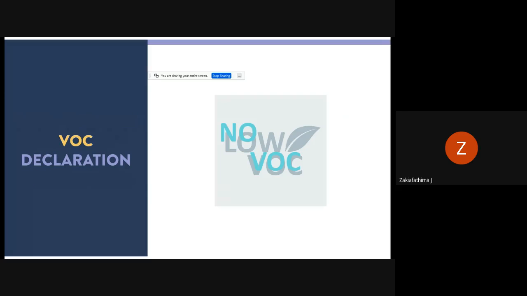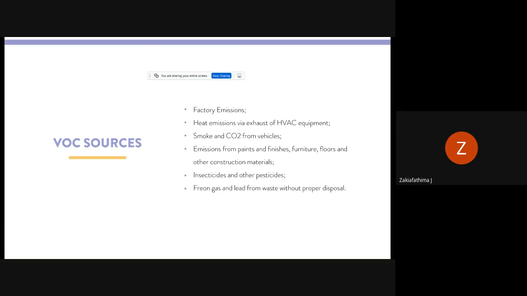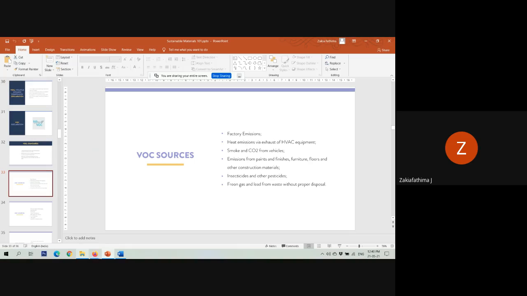This is just one of the companies that provides you a volatile organic compound declaration. So no or low VOC, that is what you have to aim for. The standards for that are used for declaring a product, and then your sources, where exactly all this VOC happens, is what has to be considered during the production.